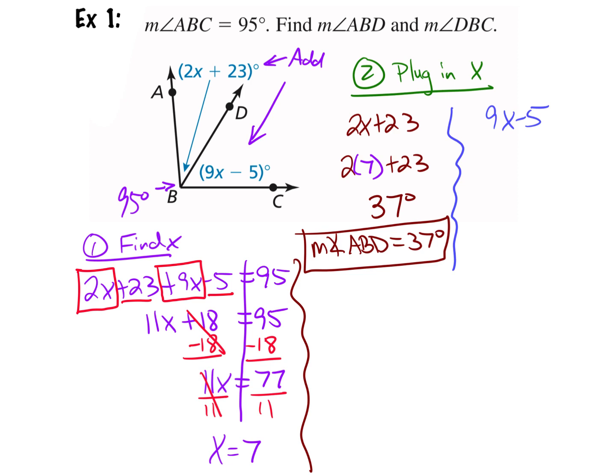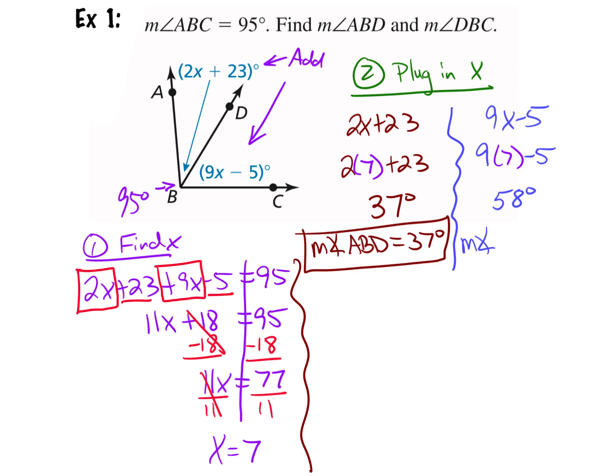And then next, 9x minus 5, so that's 9 times 7 minus 5. And what does that give you? 63 minus 5, which is 58. 58 degrees.